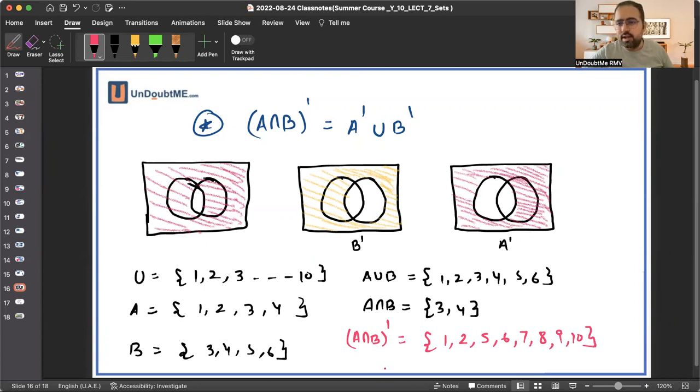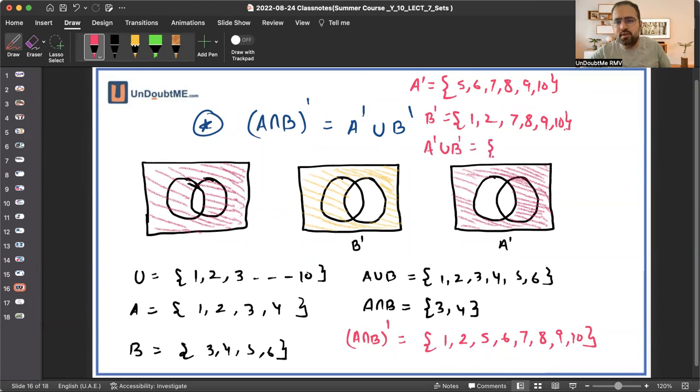This is what we have got in (A intersection B) dash. I'll do the remaining at the top. If I find A dash, meaning everything except A, that will be 5, 6, 7, 8, 9, 10. If I find B dash, it will be 1, 2, 7, 8, 9, 10. And if I take their union, A dash union B dash, that will be 1, 2, 5, 6, 7, 8, 9, 10.